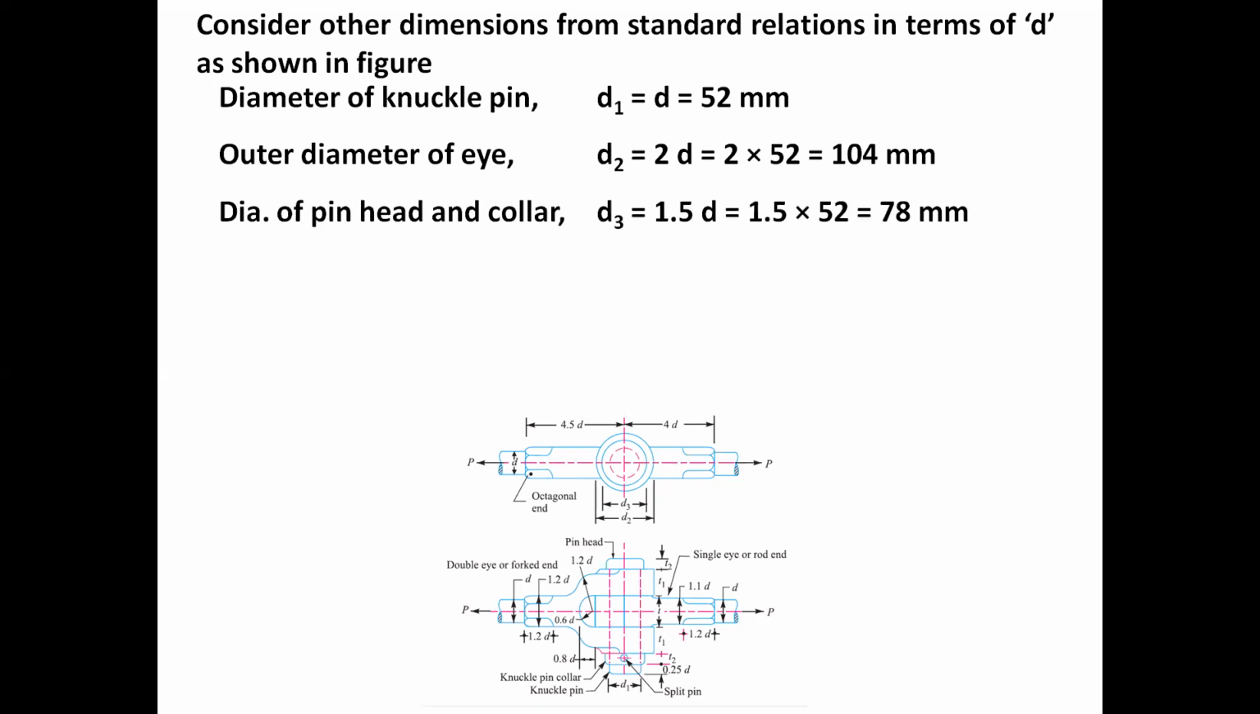Diameter of pin head and the collar, D3. So you can look at all these dimensions here also. D2 and D3 you can directly find over here. D1 is also here. So D3 comes out to be 78 mm.